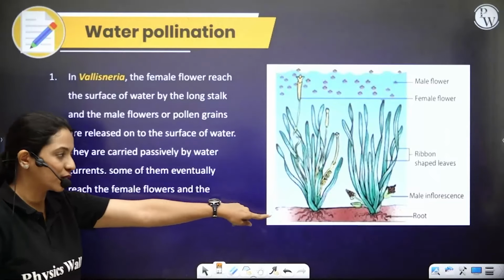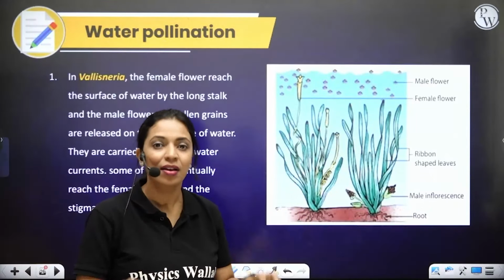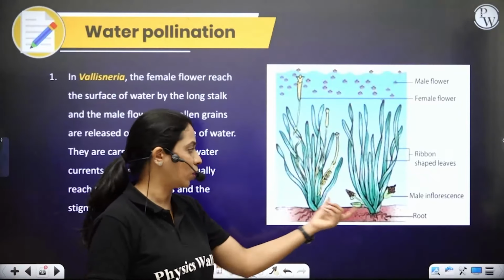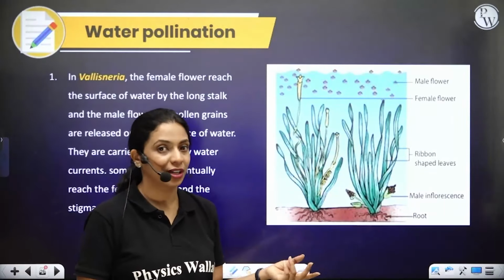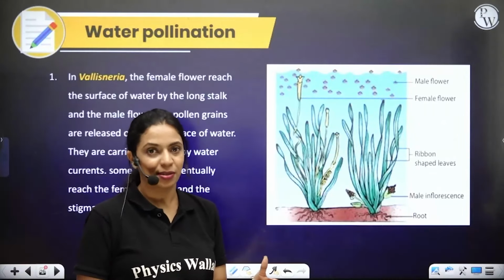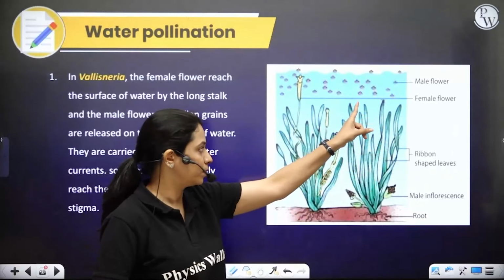Here is an illustration. You can see how the plants are submerged, rooted inside the water body, right? They formed roots and they have settled inside the water body. Over here you can find two different types of plants. There's a male plant and there's a female plant. The male plant produces the male flowers. These male flowers or the pollen grains will float on the surface of water.